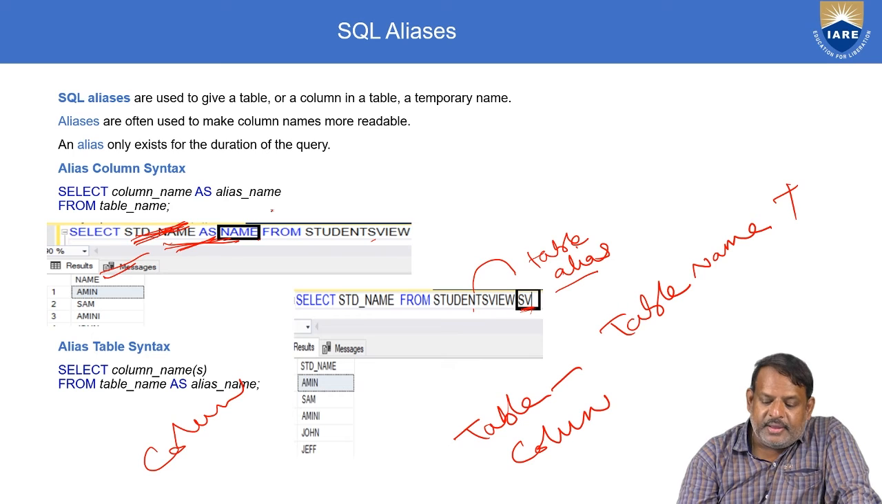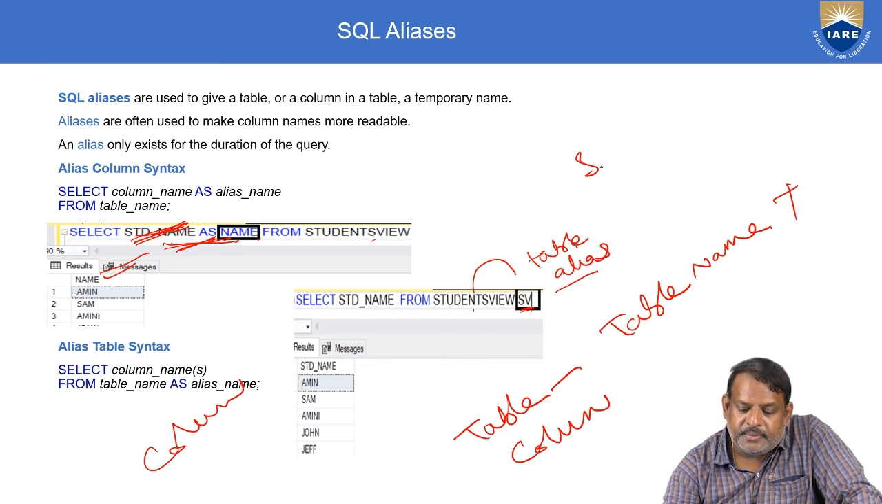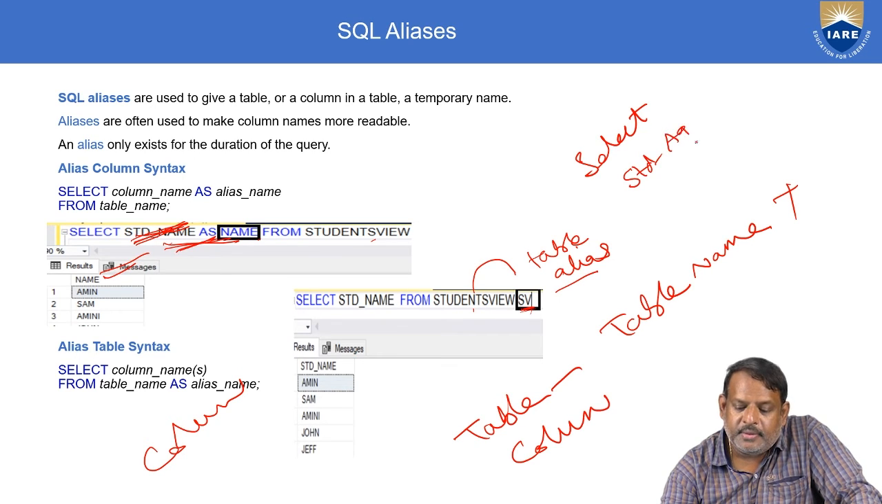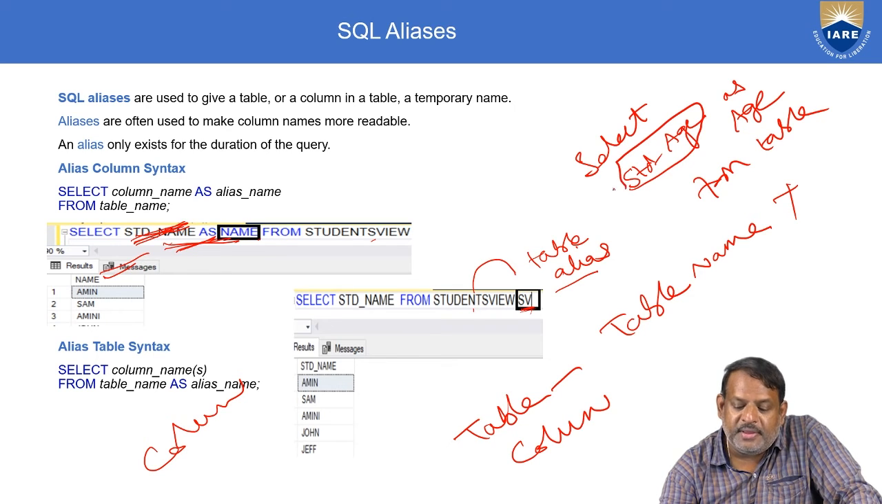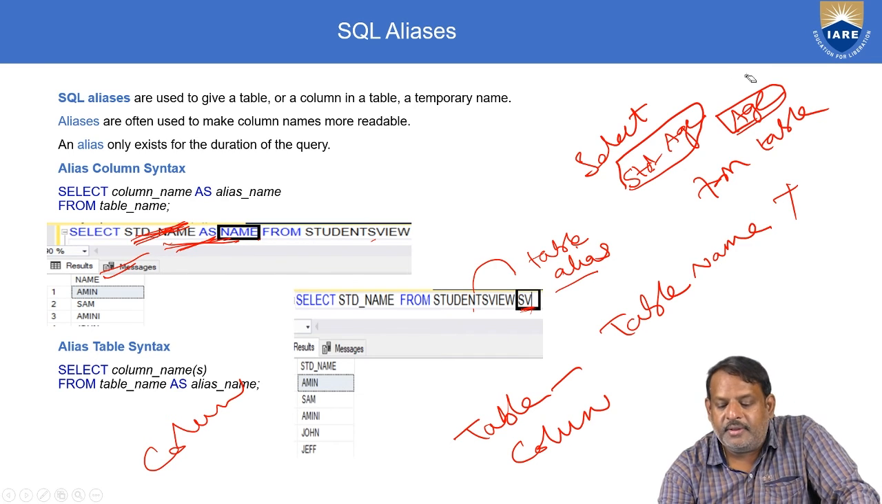I can say select std_age as age from table. In the table, this is the actual column, but I am displaying std_age as age, for display purposes only. Now, I can also remove the AS and just say space age.